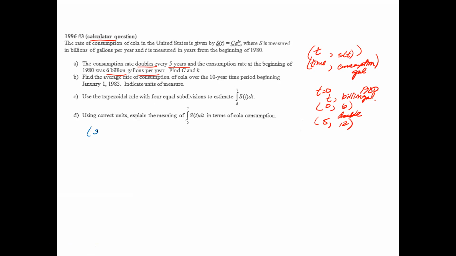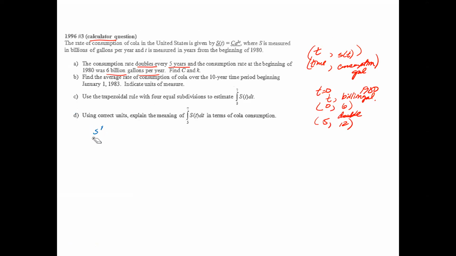Then let's take a look at your equation, which is given to you: S of T is equal to C E to the KT. My goal is to solve for C and to solve for K. So let's go ahead and use the first point, plug it in, and the first point you're going to use is going to be with the T equals 0, because then I don't have to worry about the K, and I can just simply solve for the C.